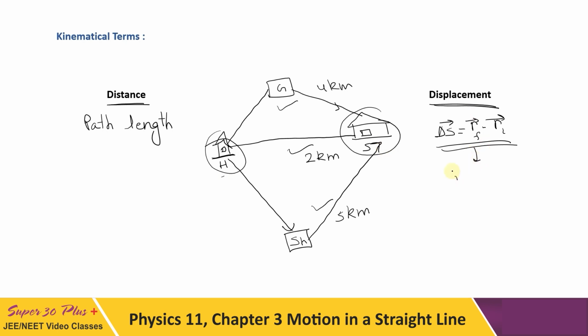You can say it's a vector quantity. This is independent of path. Whereas the path length, of course, shows the length of the path you are traveling, so it will depend on path. There may be cases when, if we represent distance by the term d, then d can be equal to the magnitude of displacement. This is possible when the student goes directly from home to school.